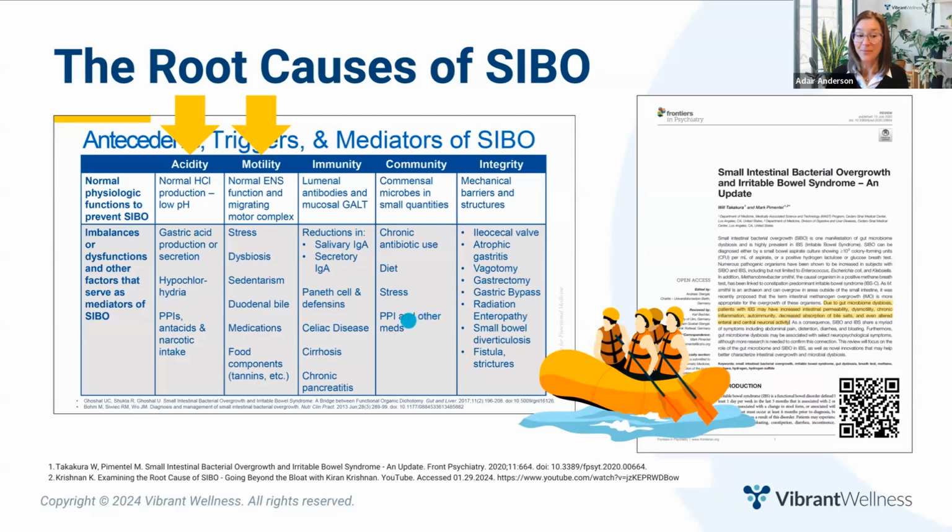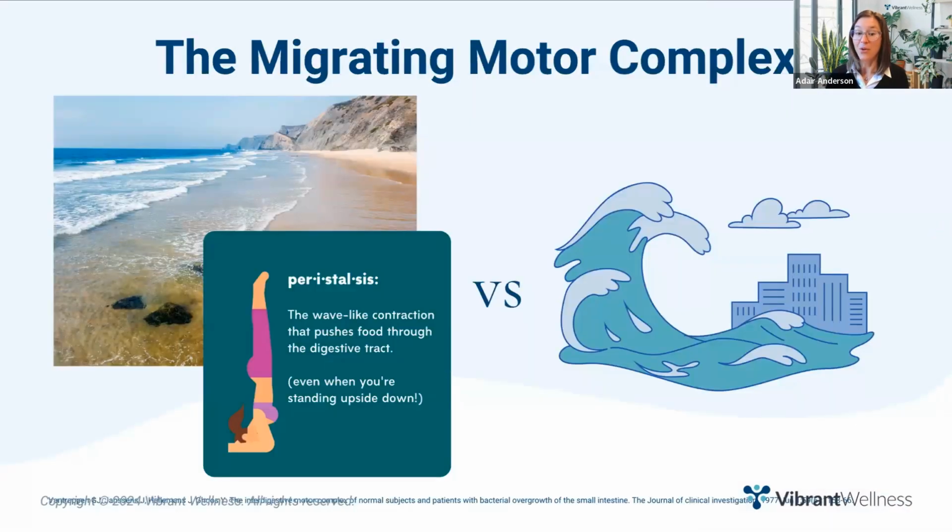Note that motility also requires a functional migrating motor complex. For those who don't yet know, the migrating motor complex, or MMC for short, is known as the housekeeping wave of the stomach. It's similar to peristalsis, which is the wave-like action that gently pushes food down the digestive tract. However, while peristalsis is like tiny waves on the shore, the MMC is a huge tsunami wave forcefully sweeping everything in the small intestine, so undigested food, bacteria, etc., down to the colon for fermentation.